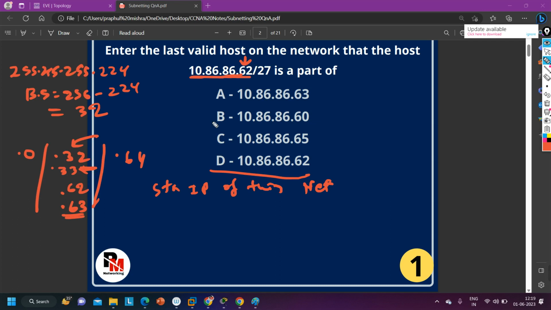And how many networks will there be in total? 8.